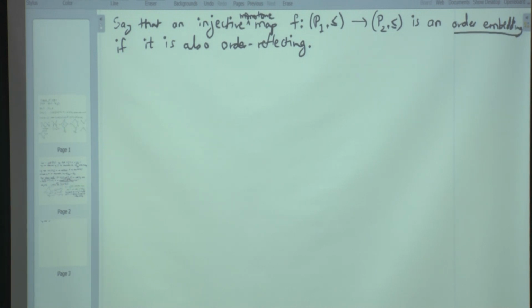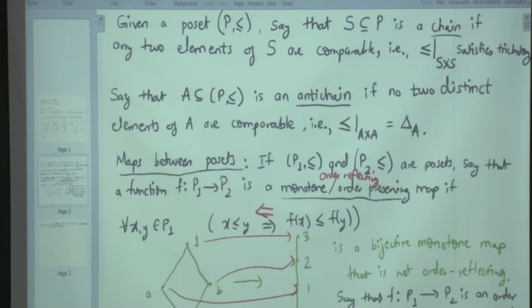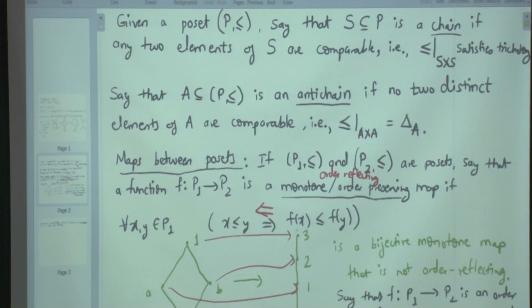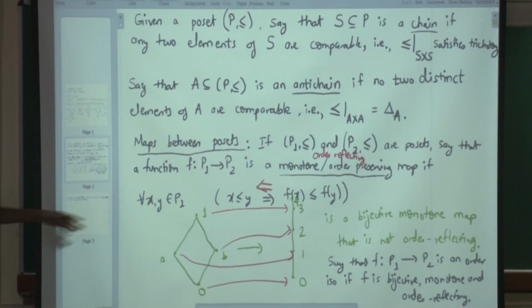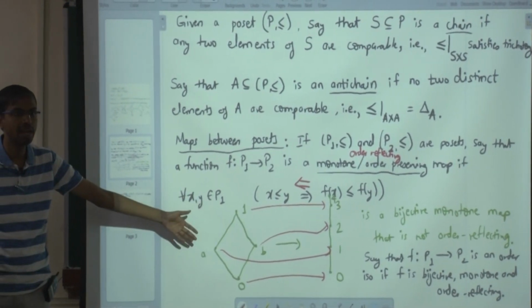So a surjective order embedding is an order isomorphism. Yeah, so what is the difference between order isomorphism and order embedding? Only that it may not be a surjection. That's all. So on the previous slide, if I had another point here, if I add a 4 here, then is this an order embedding?